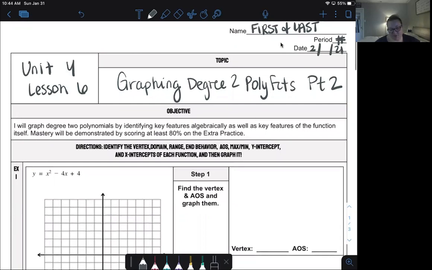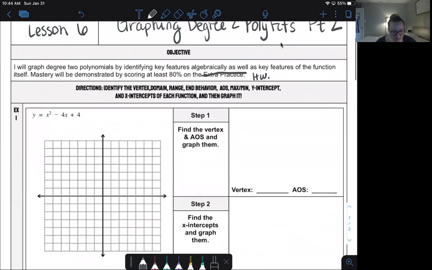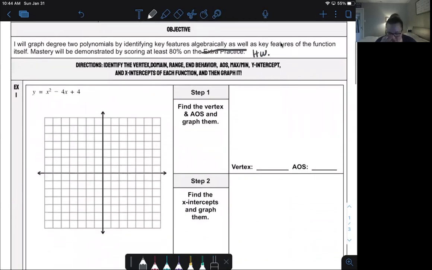Mastery will be demonstrated by scoring at least 80% on the extra practice, which is actually a lie. We're going to skip the extra practice and you're going to get at least an 80% on the homework today. All right. So example 1, our directions are identify the vertex, domain, range, end behavior, axis of symmetry, maximum, minimum, y-intercept, and x-intercepts of each function, and then graph it. This is going to be fun.